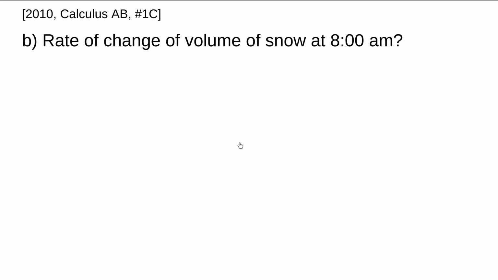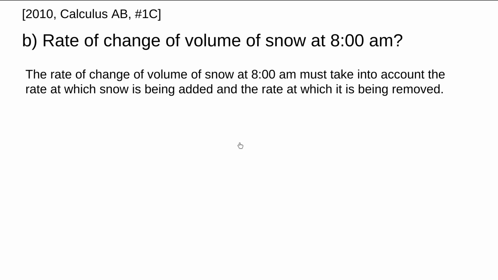In part B, we are asked to determine the rate of change of volume of snow at 8 a.m. Now, one thing that's important to understand here is that the rate of change of volume of snow at 8 a.m. must take into account the rate at which snow is being added, f of t, and the rate at which it's being removed by this person, Janet. So this is going to require a couple of different moving pieces in order to set up the calculus to do this. All right. This is what's known as an in-rate, out-rate problem.